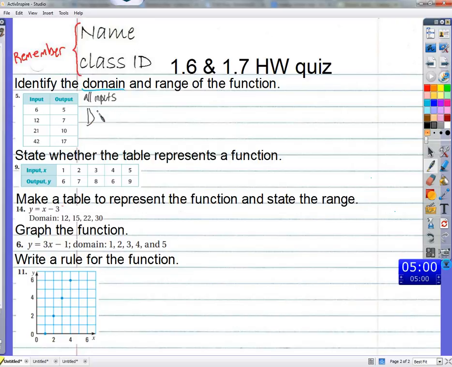So the domain is a set of numbers, a set of 6, 12, 21, and 42. Really similarly, what's the range? Cameron? 5, 7, 10, 17. Because the definition of the range is what? All the outputs. All the inputs, the domain. All the outputs, the range.